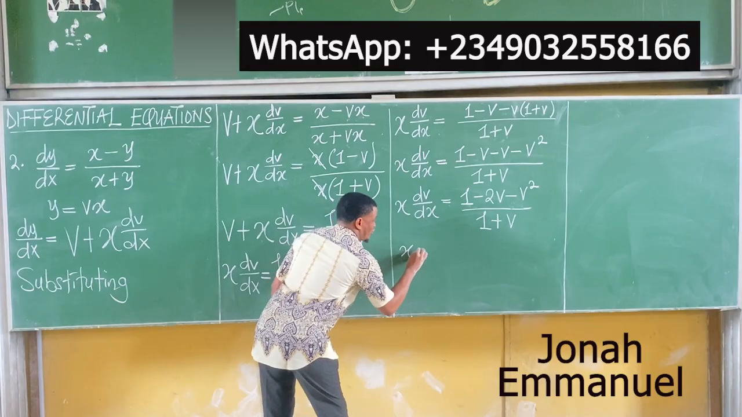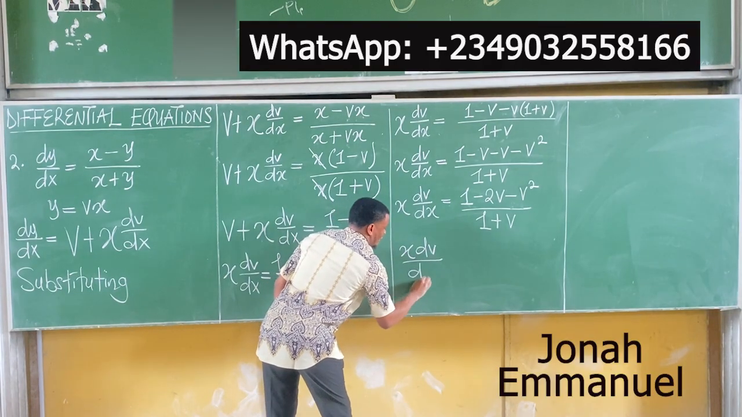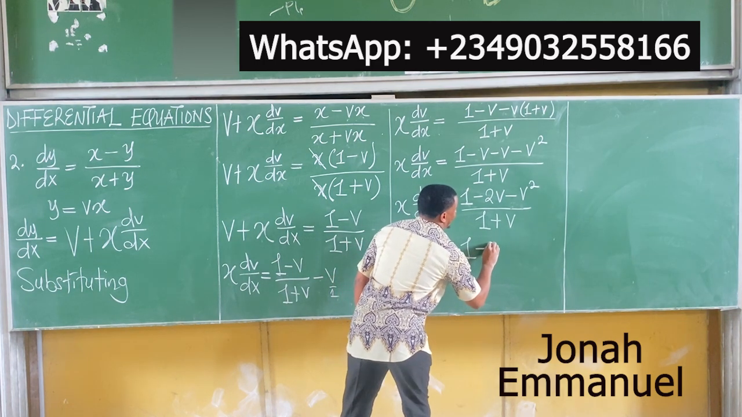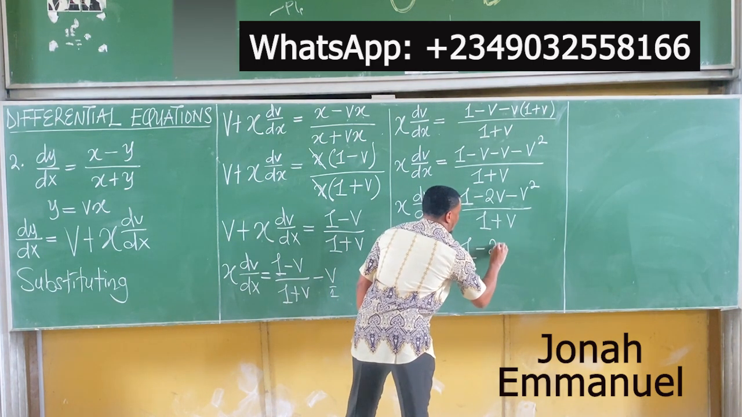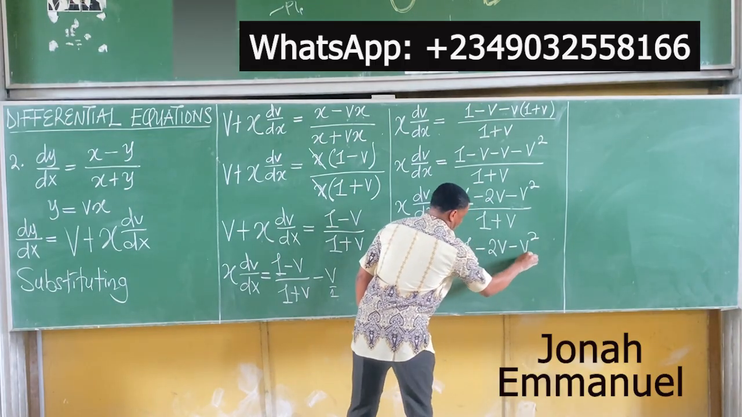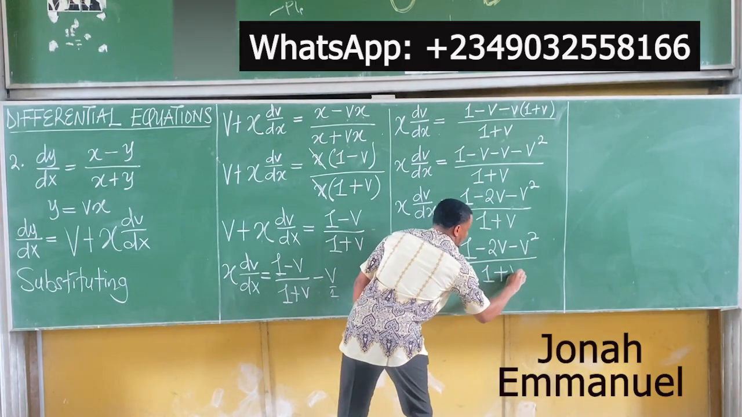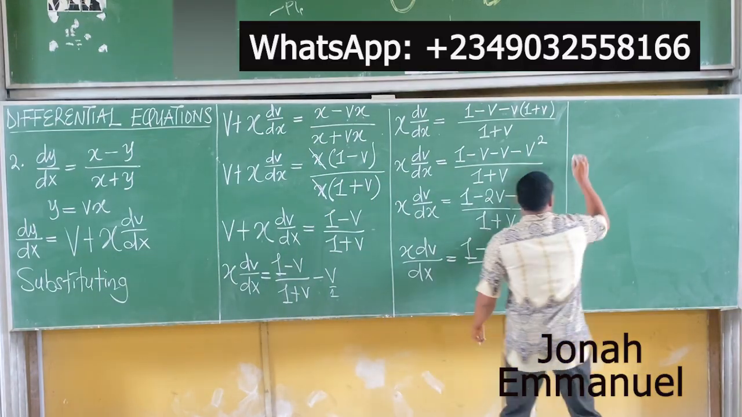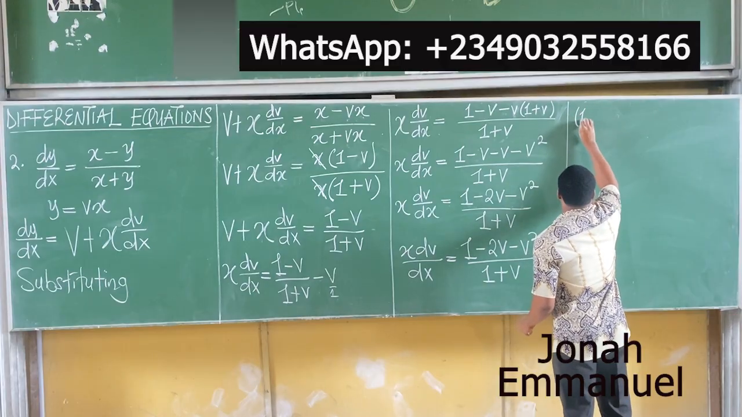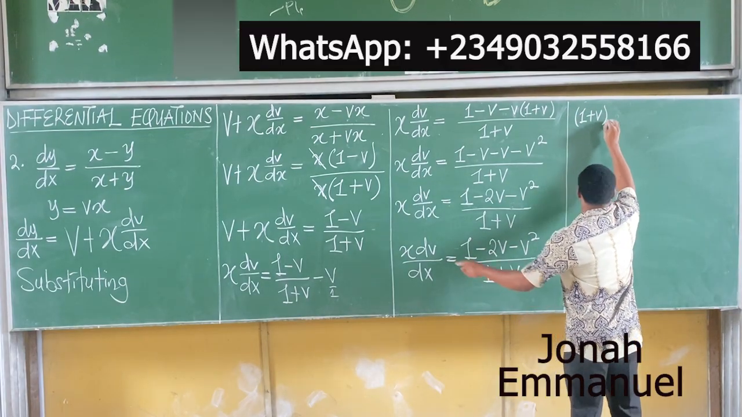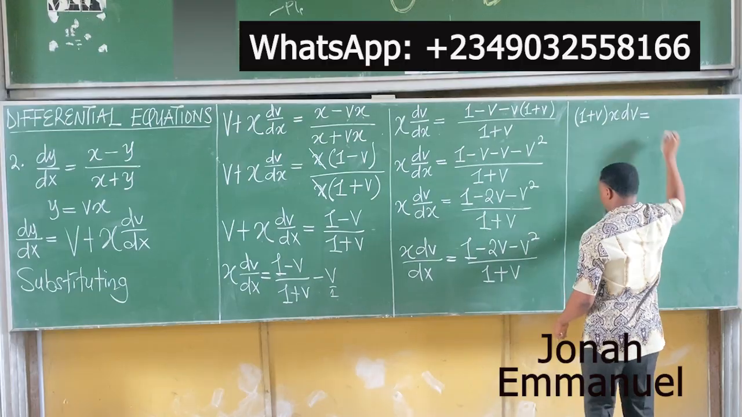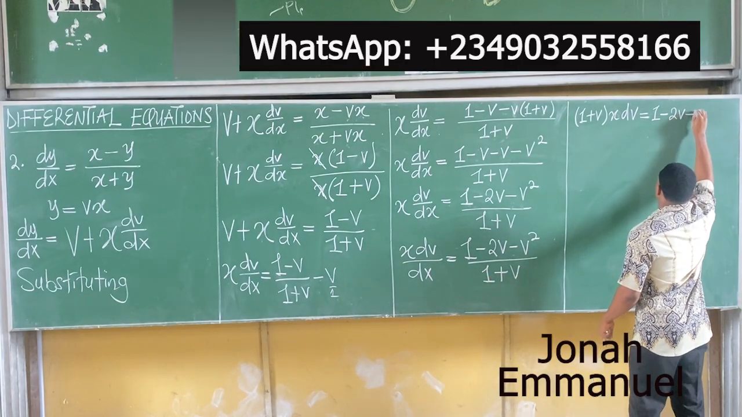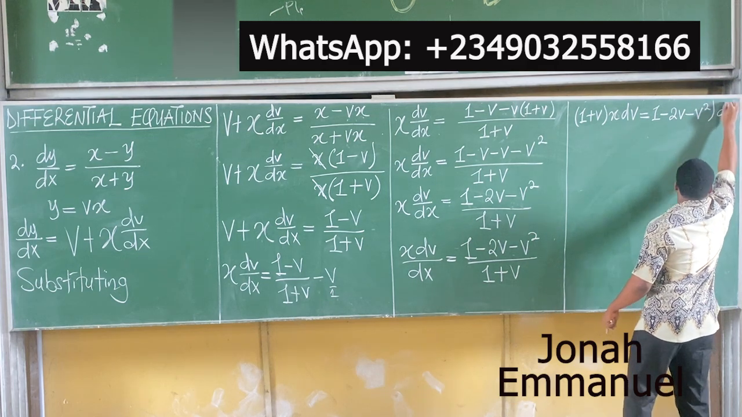I have x, let me do it step by step. x dv all over x is equal to 1 minus 2v minus v squared all over 1 plus v. So look up, please. Let's multiply this and this, this and this. So I have 1 plus v into x dv is equal to this, and this becomes 1 minus 2v minus v squared into the x.